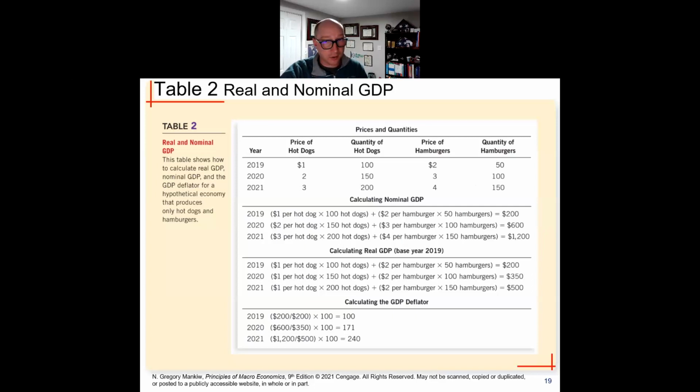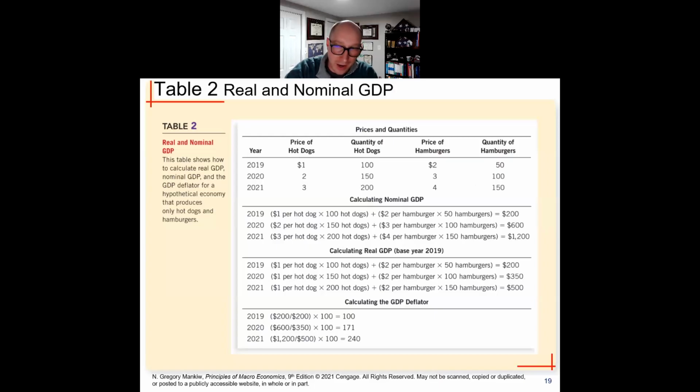Here's 2019, 2020, 2021 of the price of hot dogs, for example. Price of hot dogs back in 2019 were $1 a piece. 2020, they're $2 a piece. 2021, they're $3 a piece. You can imagine where they are now, right? So we see the price of the hot dogs rise as time goes on.